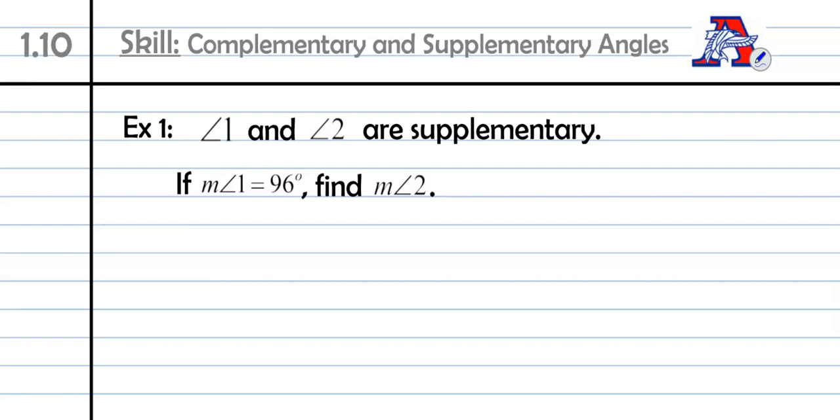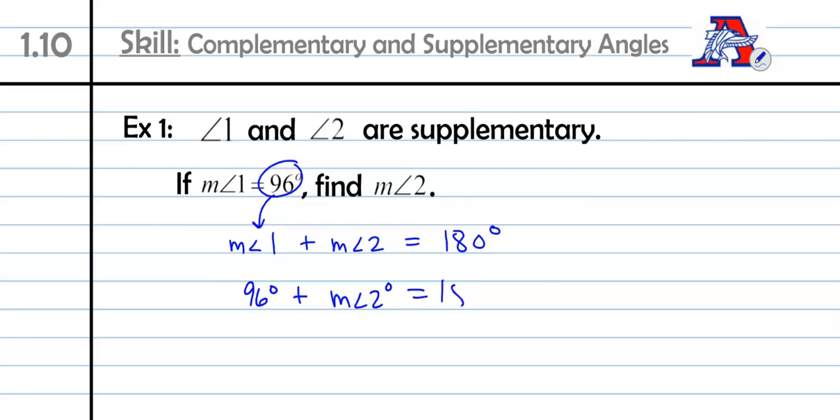So angle 1 and angle 2 are supplementary. Cool, they add to 180 degrees. If measure of angle 1 is 96 degrees, find the measure of angle 2. So for this example, I'm going to just do this to help us keep things straight. Measure of angle 1 plus measure of angle 2 has to be 180 degrees. That's the setup. Okay, well, we know measure of angle 1 is 96 degrees, so we can substitute that in. So 96 degrees plus the measure of angle 2 is equal to 180 degrees.